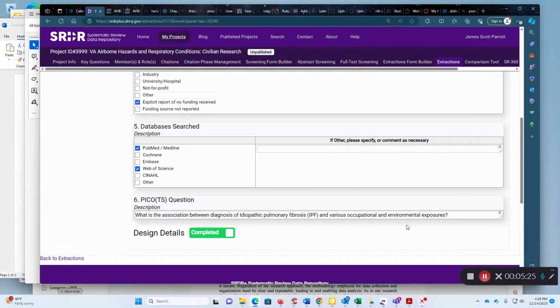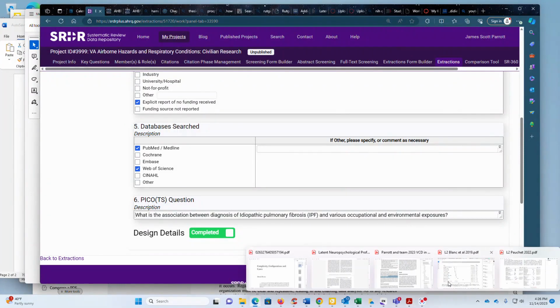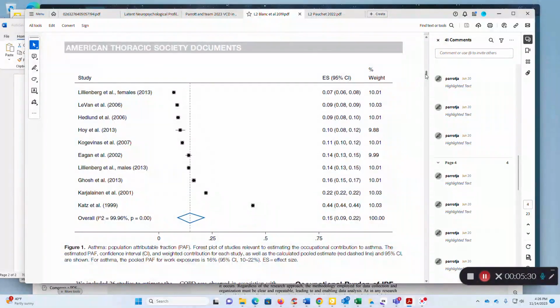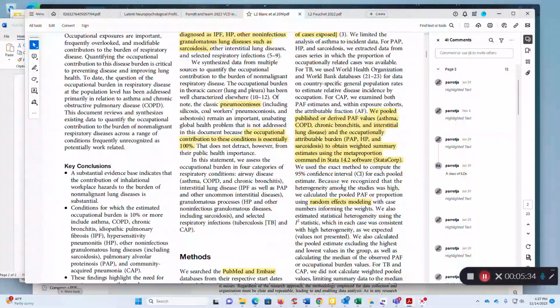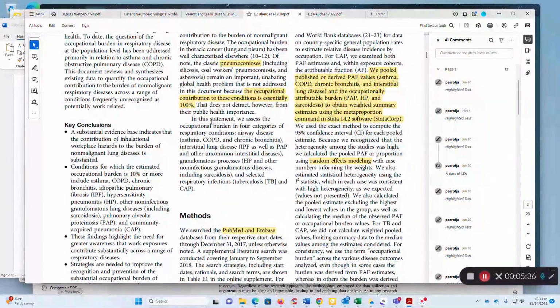And let me contrast the two articles that I've shown you. So first, it's the Blanc. You almost always will find their PICO statement or their purpose as the last paragraph of the introduction.